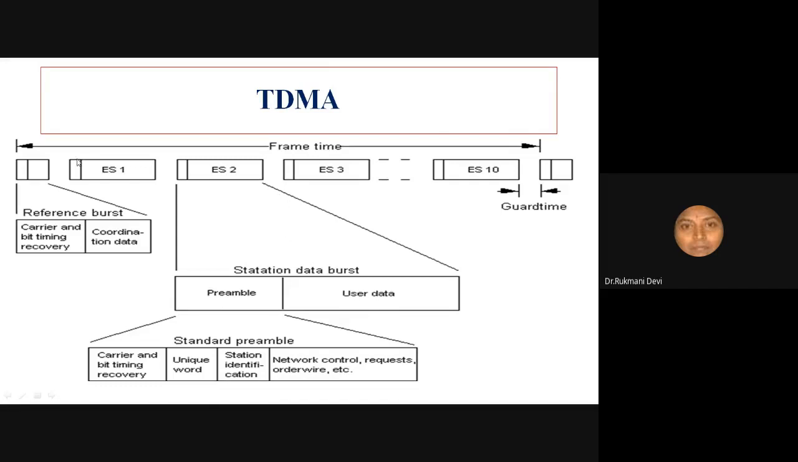Now the frame time is divided into slots: the reference burst, carrier and bit time recovery, the coordination data, the preamble and the user data. The preamble, I already told you how it is split.